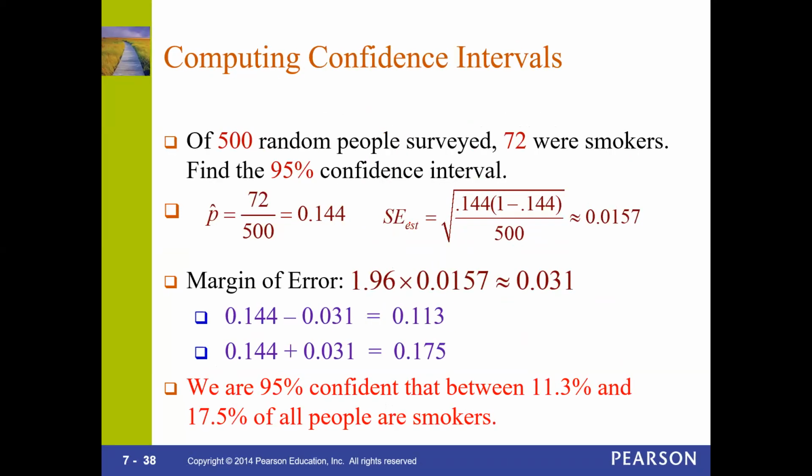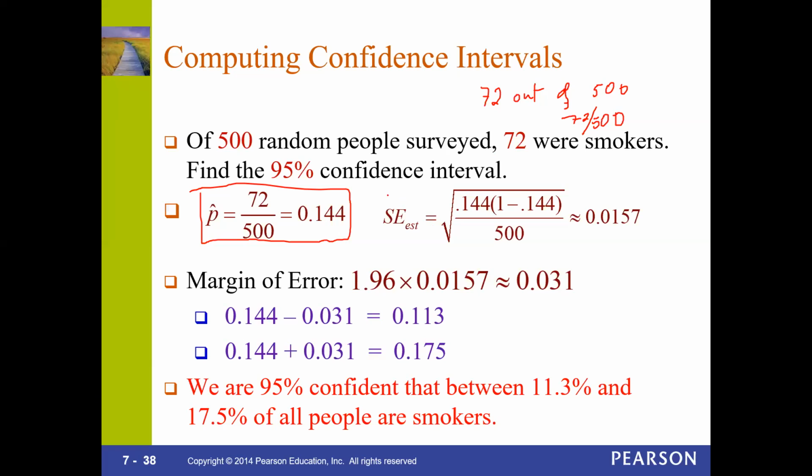So here, this example is kind of the same thing we were doing earlier. We got 500 random people selected, 72 were smokers, find a 95% confidence interval. So what I do is find the p-hat, because it's 72 out of 500 people. It means 72 divided by 500. This is to get the sample proportion.